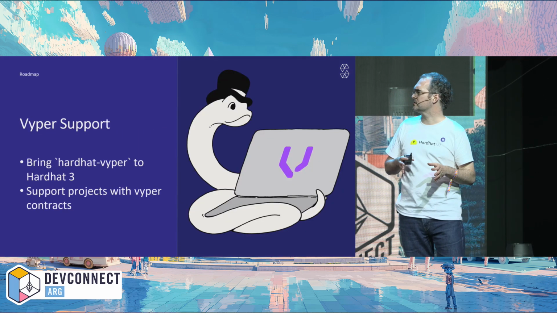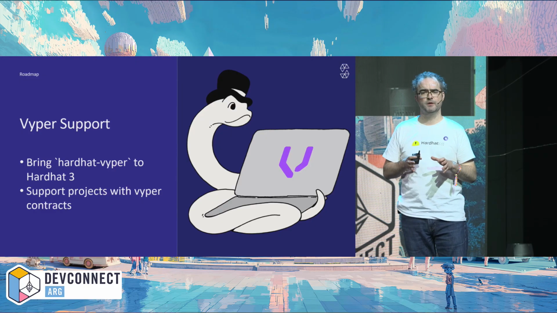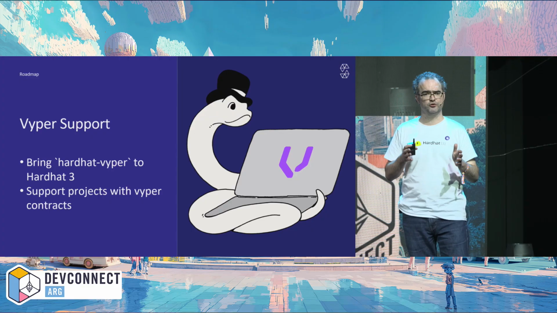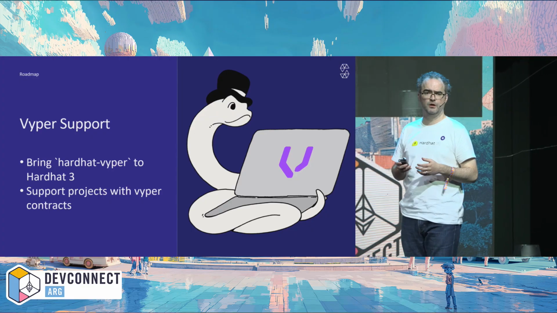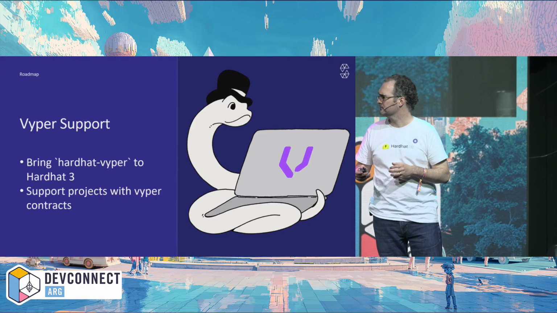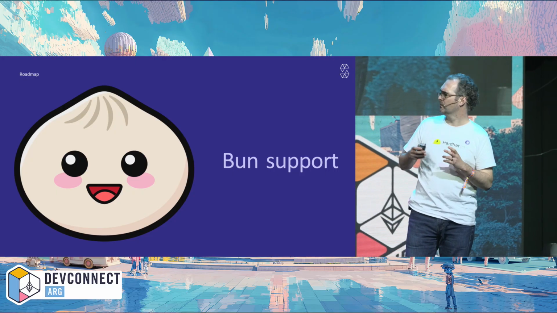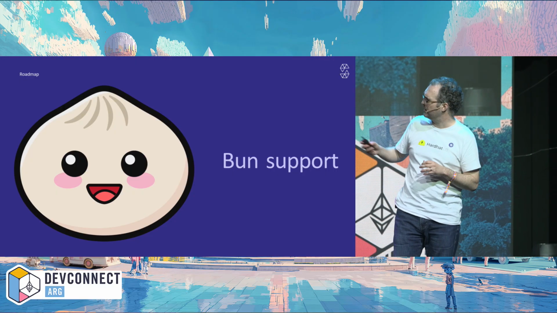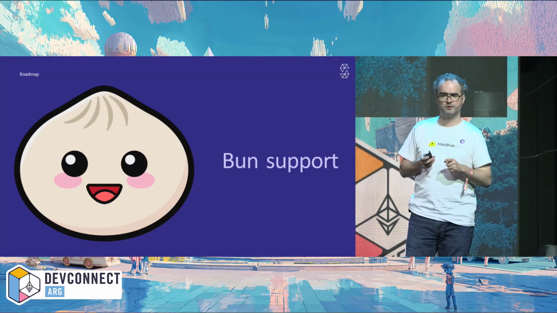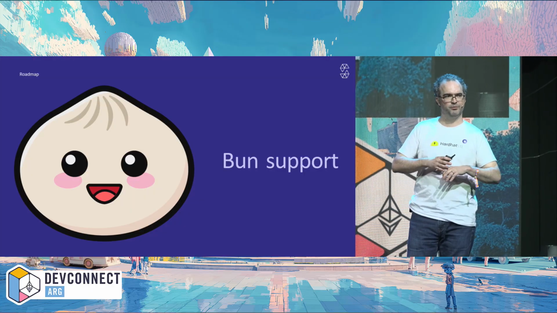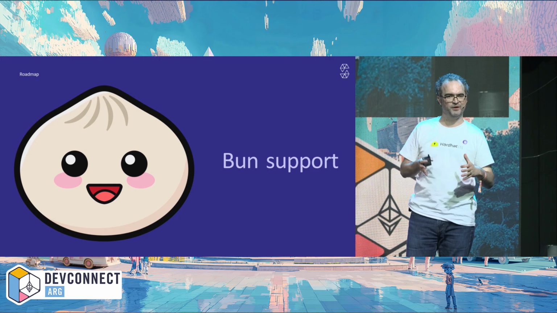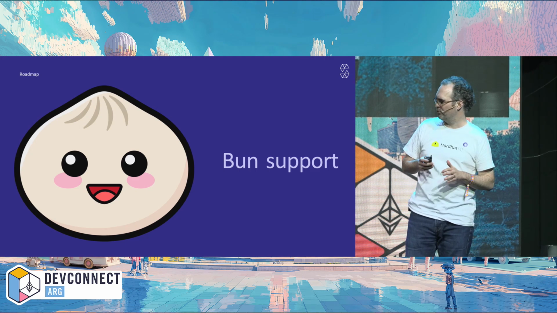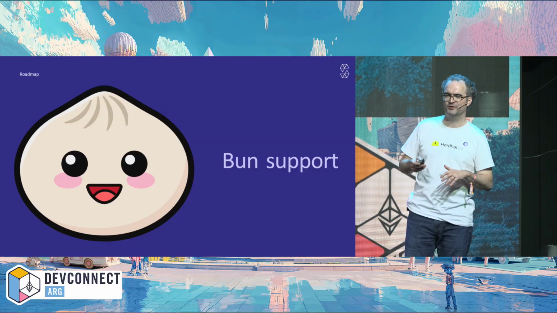We're going to bring across Hardhat Vyper to Hardhat 3. So any projects which are using Vyper as part of their smart contract system will be able to take advantage of Hardhat 3. We have Node, but we also love Bun. We have projects which are already successfully running with Bun support. We want to confirm that the complete feature set of Hardhat and its combinations will work successfully with Bun before we give it the full stamp of approval. But that's something that we hope to do in the near future.